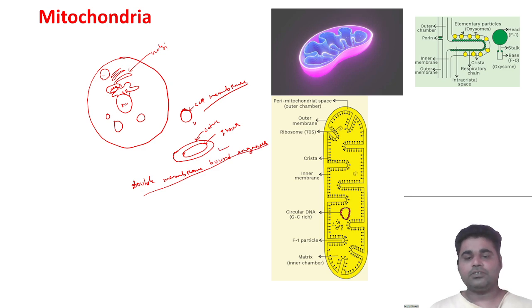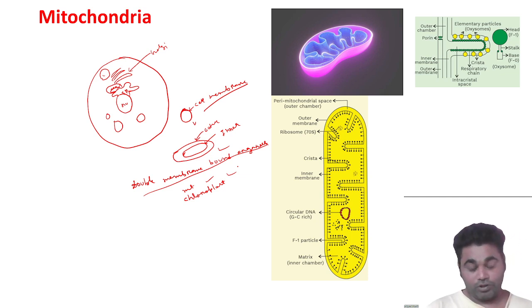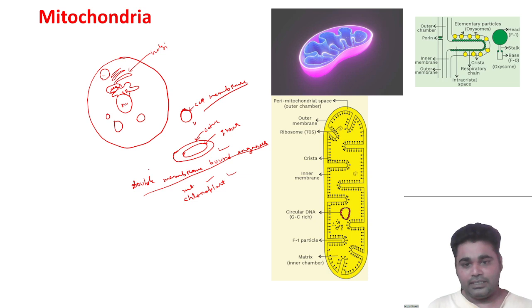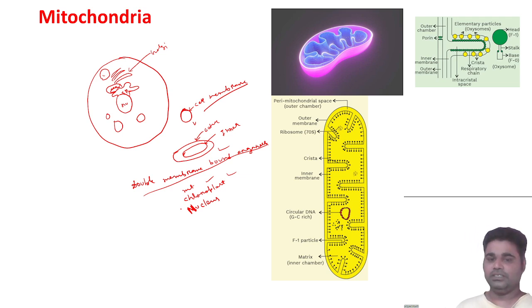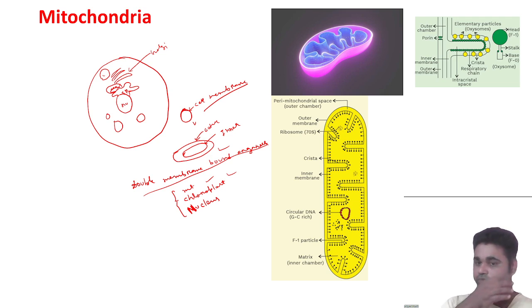Besides the mitochondria, the chloroplast of the cell is also a double membrane bound organelle. That means the chloroplast also has two membranes, one is the outer membrane, another is the inner membrane, and one more is the nucleus. So in the nucleus also two membranes are present. These three structures, mitochondria, chloroplast, and nucleus, are the special organelles. Why? Because these three have two membranes present outside the organelle.